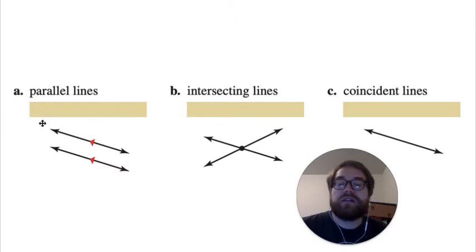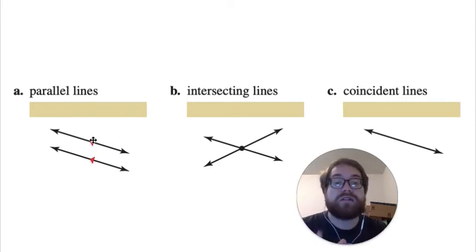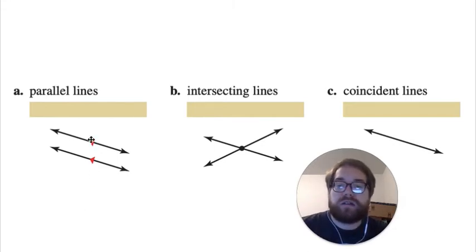Often when we're looking at figures that are parallel lines, you'll see little arrows. Sometimes they're red, and if it's in black and white, you can't tell. But you'll see these little arrows on the lines to indicate that those two lines in particular are parallel to each other. So parallel lines don't ever cross, they have no points in common.